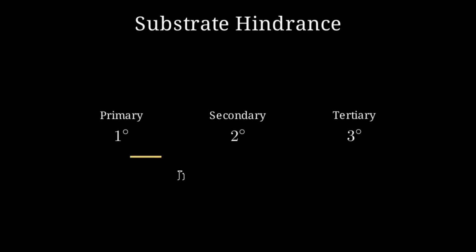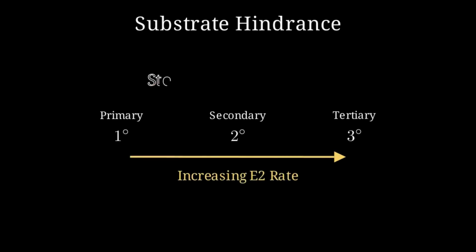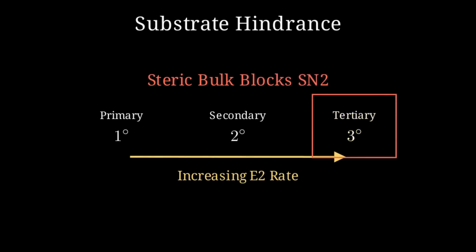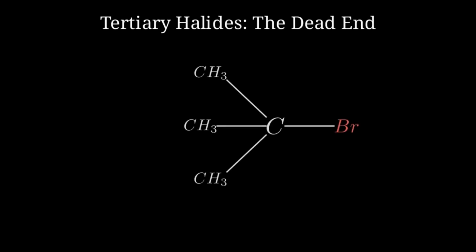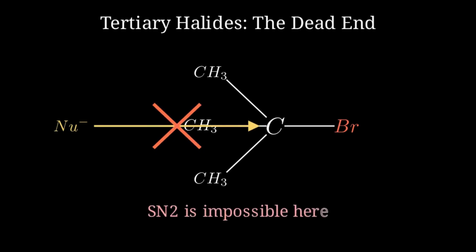The degree of substitution on the alkyl halide is the most important factor. Primary halides are wide open for SN2 attack. As we move to secondary and tertiary halides, the path to the carbon becomes blocked, favoring elimination. With tertiary alkyl halides, steric hindrance is so high that the SN2 reaction cannot occur at all. In these cases, the alkoxide has no choice but to act as a base, leading exclusively to E2 elimination products.